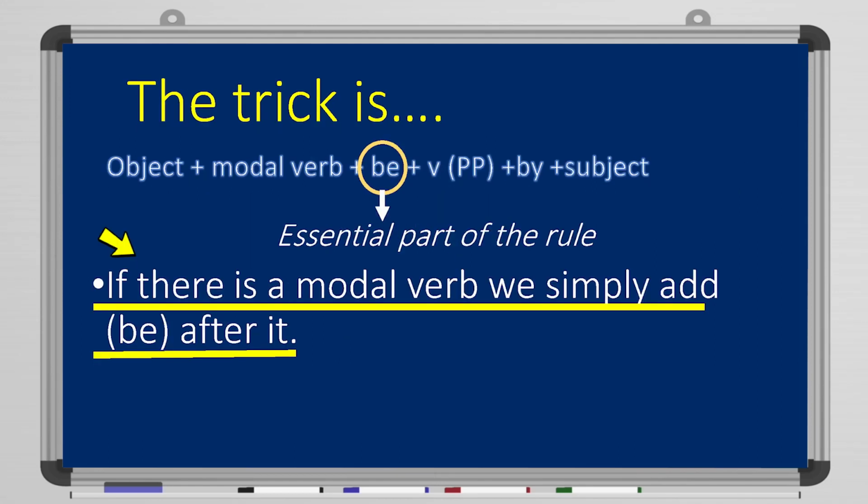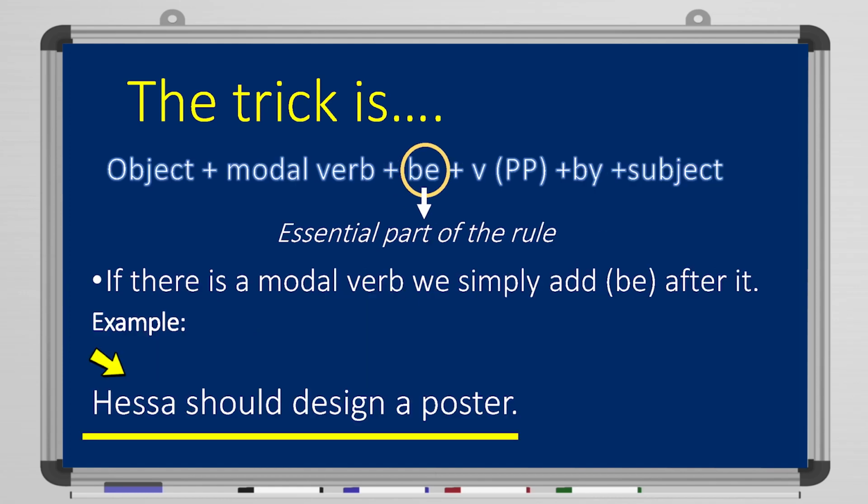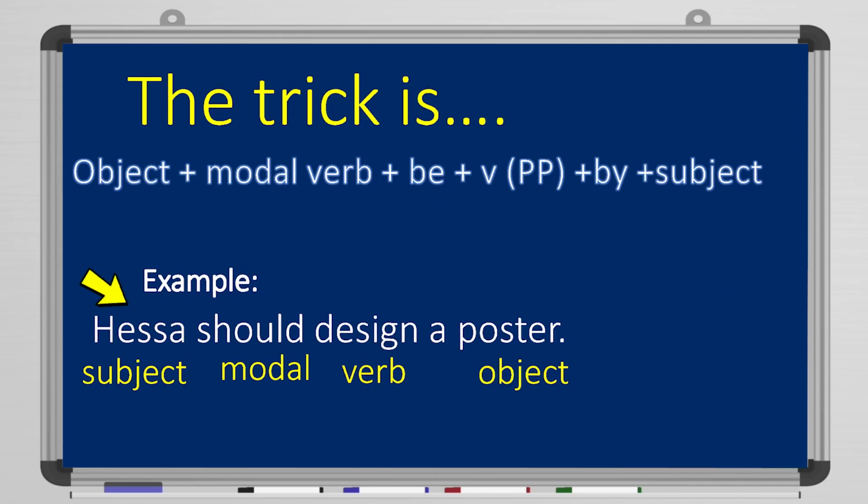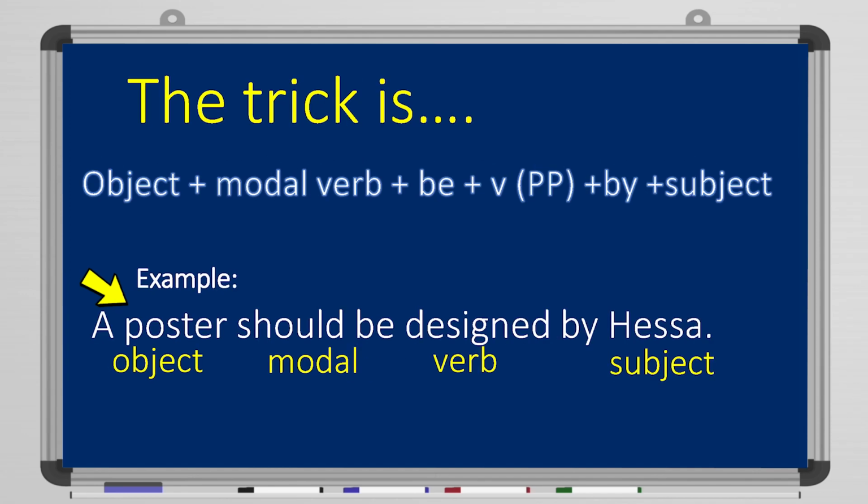Now, if there is a modal verb, we simply add be after it. So if there is a modal verb like can, could, shall, should, will, we simply add what? Be after it. Let's look at this example. Hissa should design a poster. Let's try to break it down. Our subject is Hissa, should is our modal verb, a poster is our object. We're going to fill in the equation for the passive, and we're going to start with our object, which is what? A poster. A poster should be designed by who? By Hissa. Very easy, very simple.